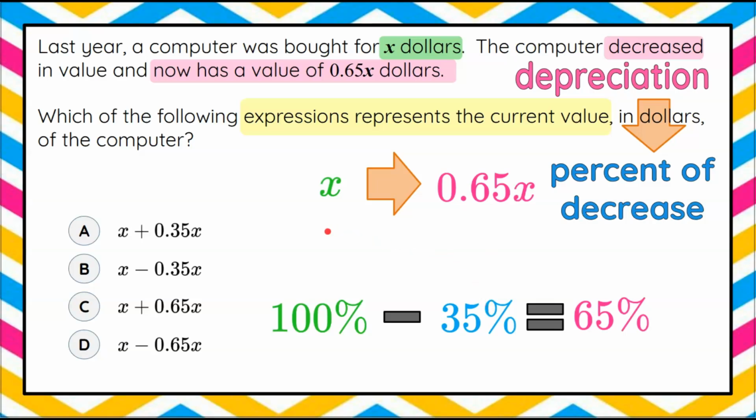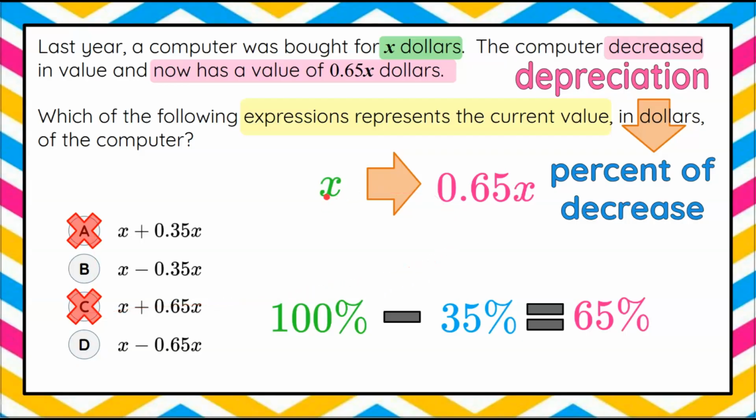So if we look at our answer choices, we know we have to subtract 35%. So we're not going to add it. And we're certainly not going to add its new value, right? It now has this value. So we're not going to take the original value and add that to it because we know it's decreasing. So we know that we can eliminate answer choices A and C.